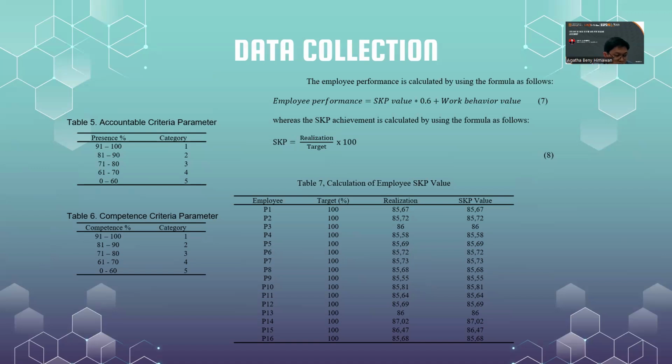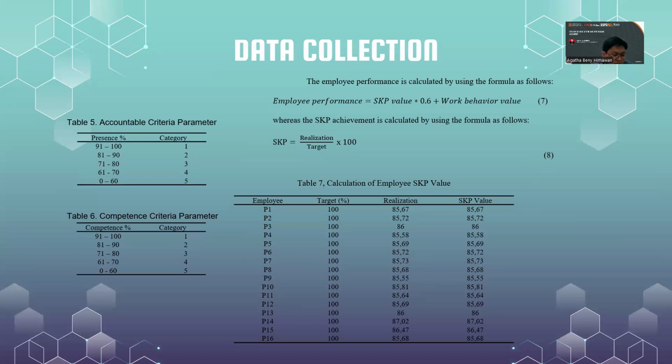The Global Atmosphere Monitoring Station in Sorong has 16 functional employees whose performance assessment will be carried out. The performance evaluation is based on SKP values and employee work behavior values. The employee performance is calculated by using the formula as follows.